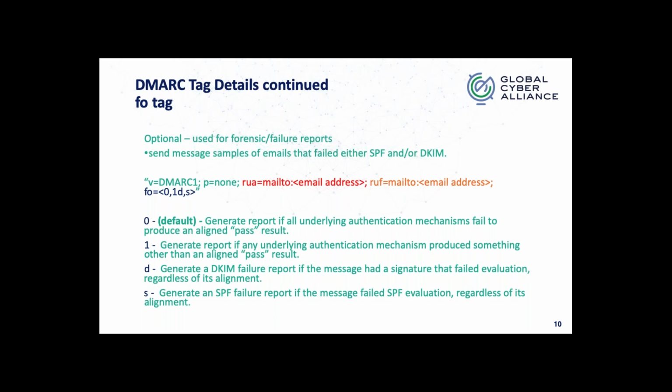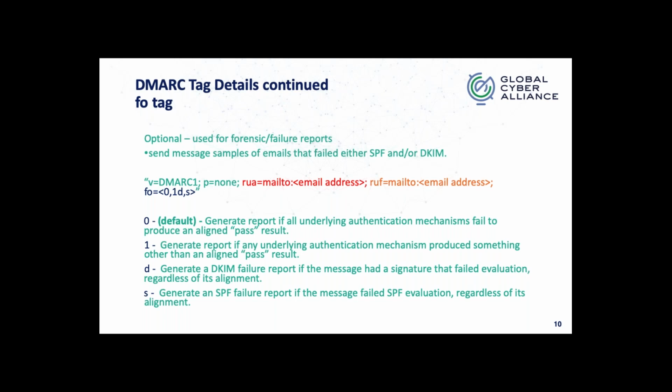So you have 4 options, the default being 0, so FO equals 0. In this situation, if you go with the default, whether you define it or not, it means that if all underlying authentication mechanisms fail to produce an aligned pass result, then generate these reports. Send us these sample emails.